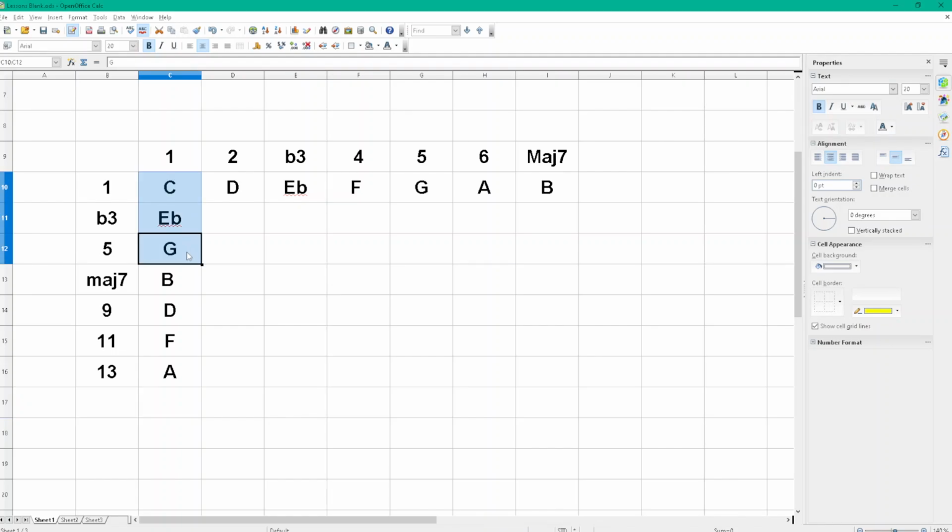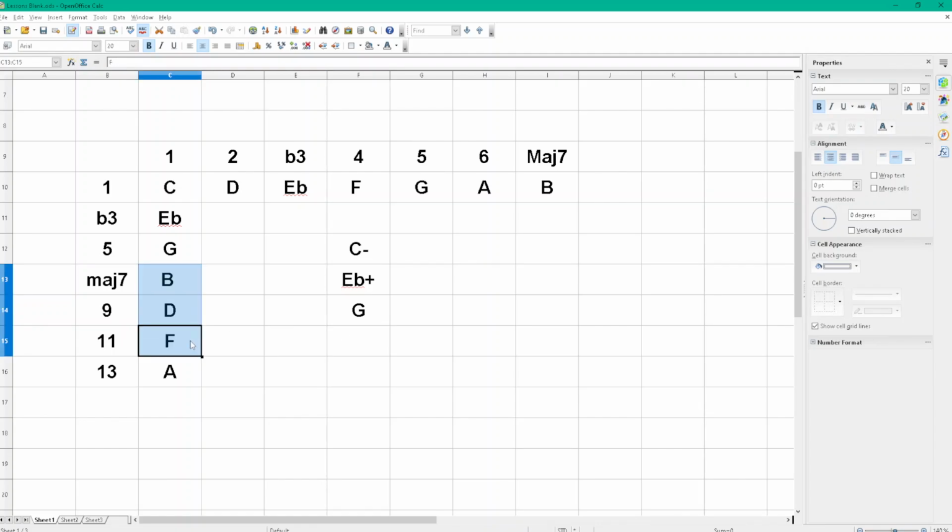If we look at C, E flat, G, we should see straight away that this is a C minor triad. And if we look at E flat, G, and B, we see how this is an E flat augmented triad, because this is 1, 3, sharp 5. And if we look at G, B, D, this should be obvious, it's a G major triad, and it gives us 5, major 7, and 9.